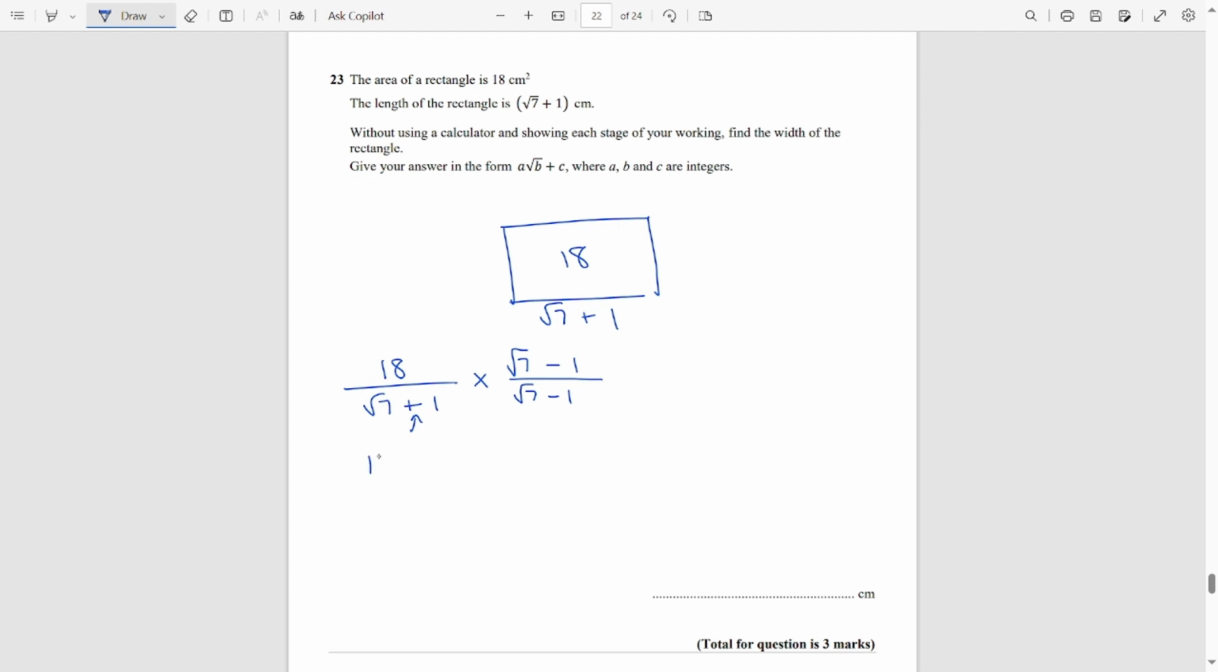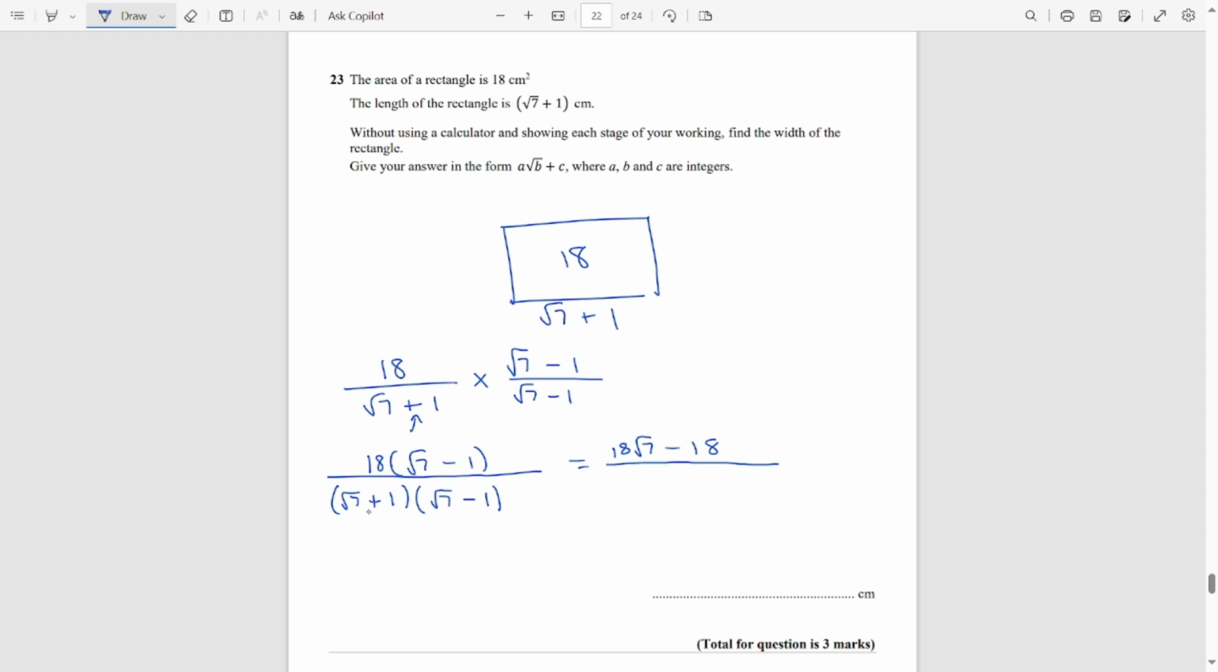So multiplying fractions, we do the top multiplied by the top over, and then the denominator is multiplied by the denominator. So root 7 plus 1 times root 7 minus 1. Yeah, and then I'm going to expand both of these brackets. So on the top, I have 18 times root 7, which is 18 root 7, and then 18 times negative 1, which is minus 18.